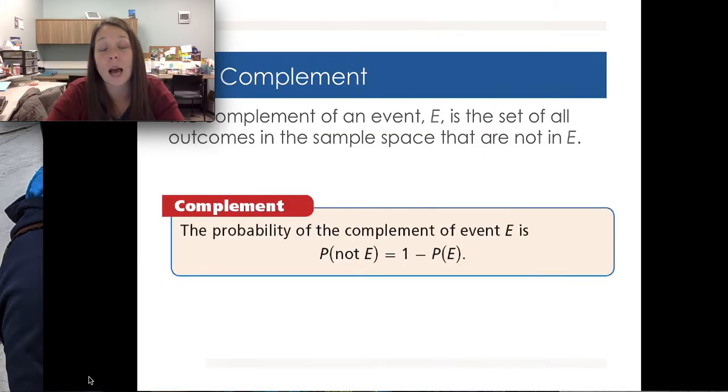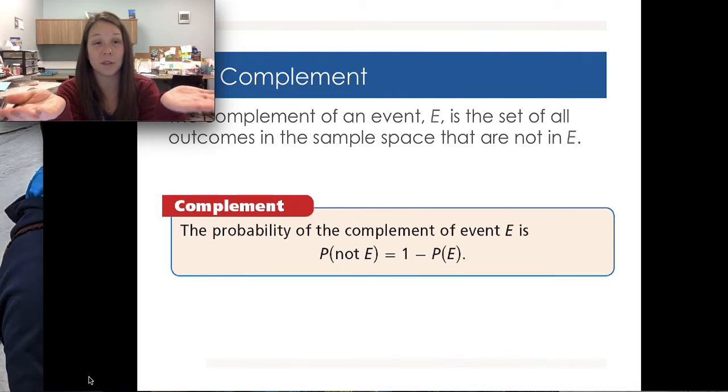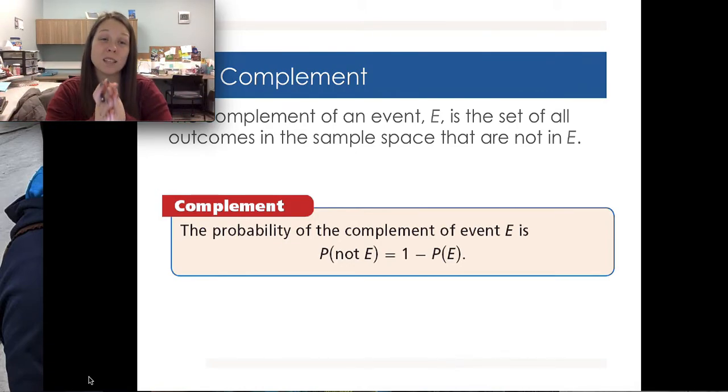Now we're going to talk about the complement. Sometimes the complement will save us a little bit of time. The complement rule is used when you're trying to find the probability of an event not happening, because the probability of an event happening plus the probability of it not happening together is 100%. So the complement is to do 1 minus the probability that the event does happen.